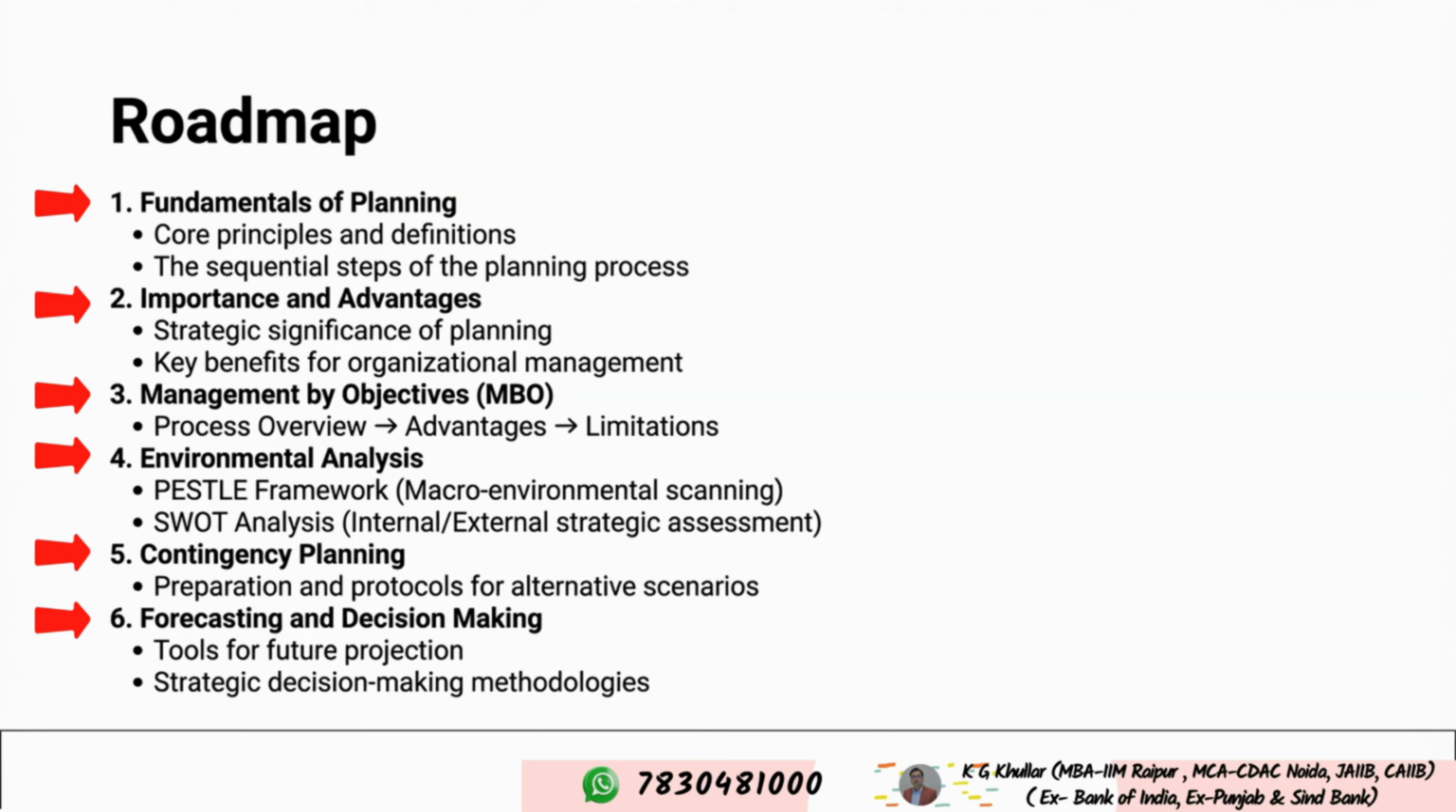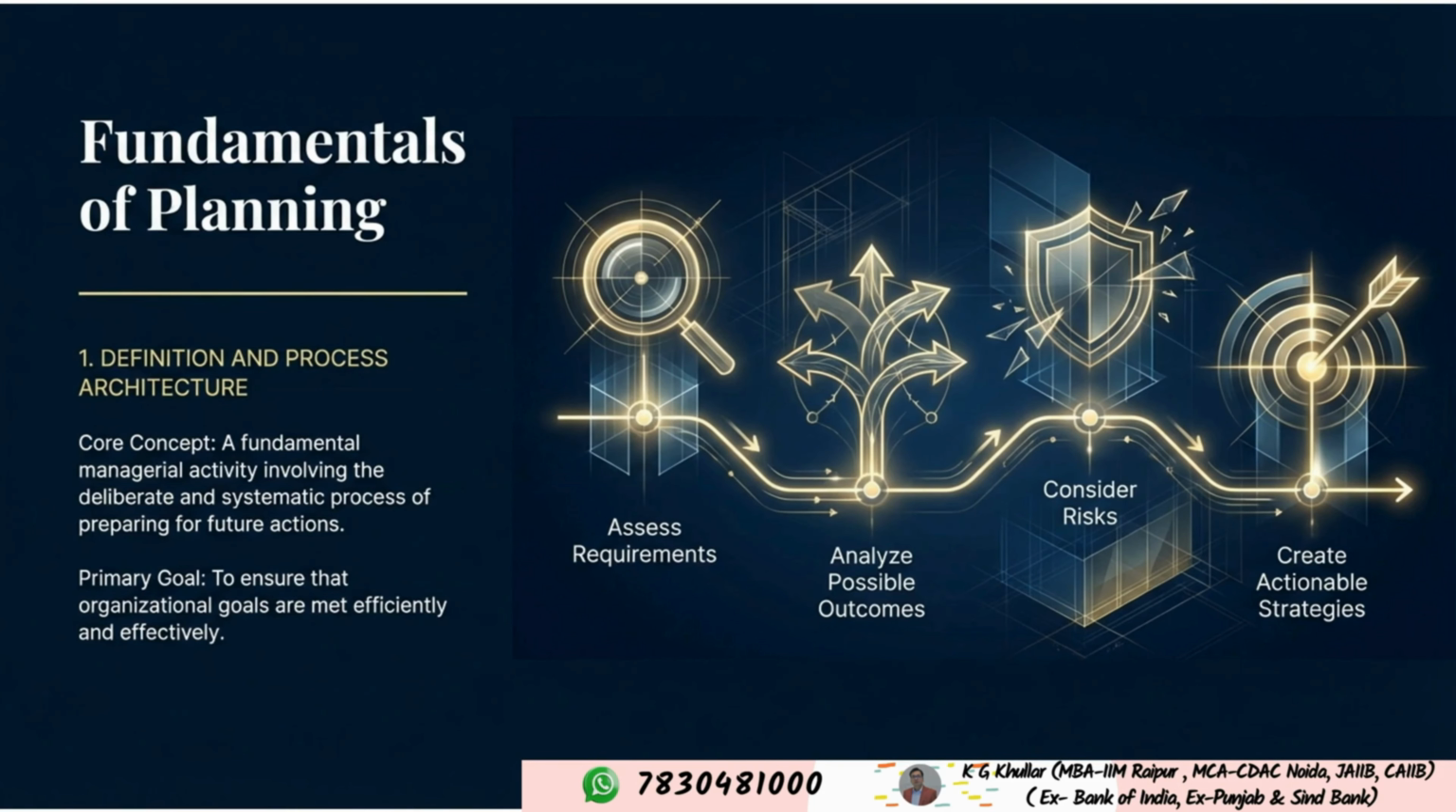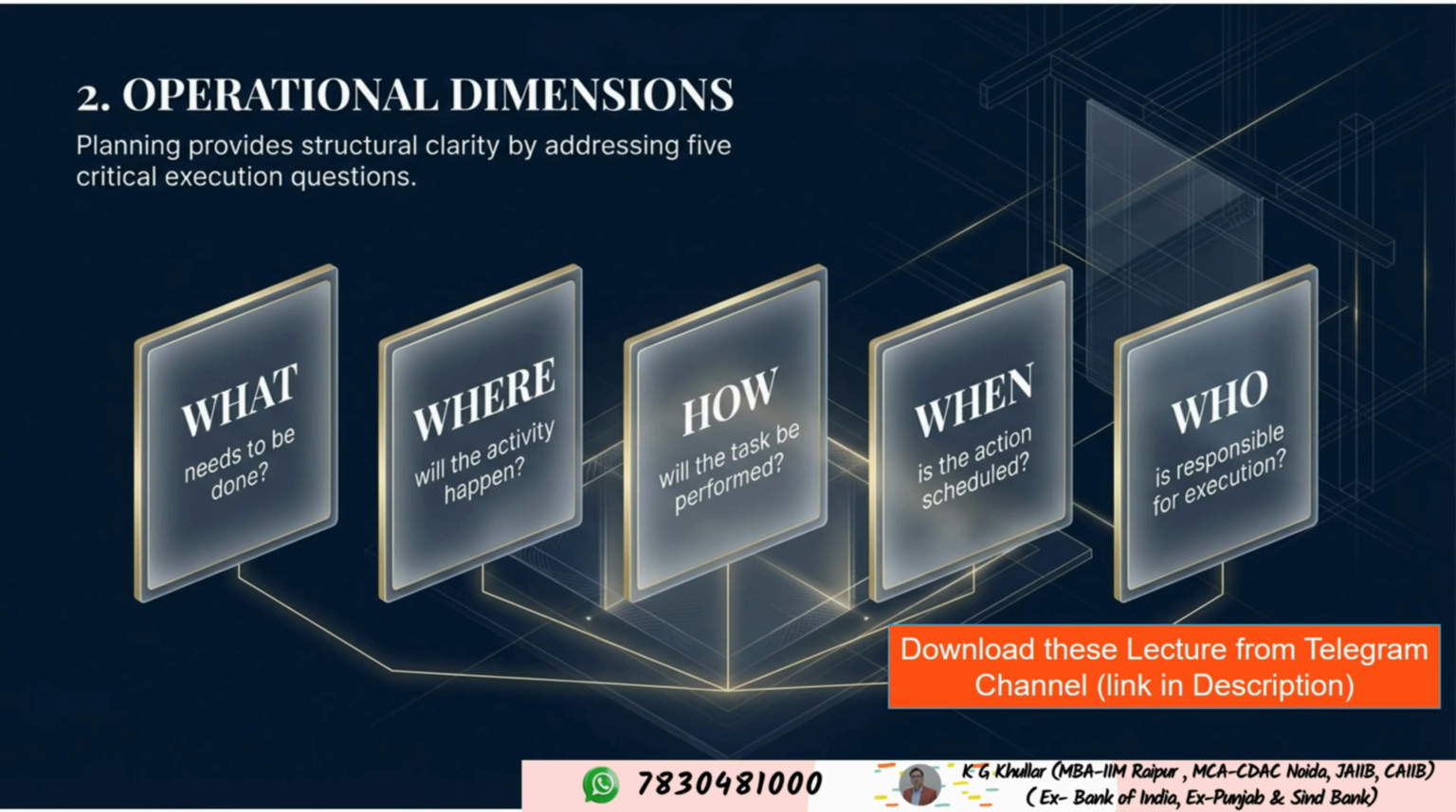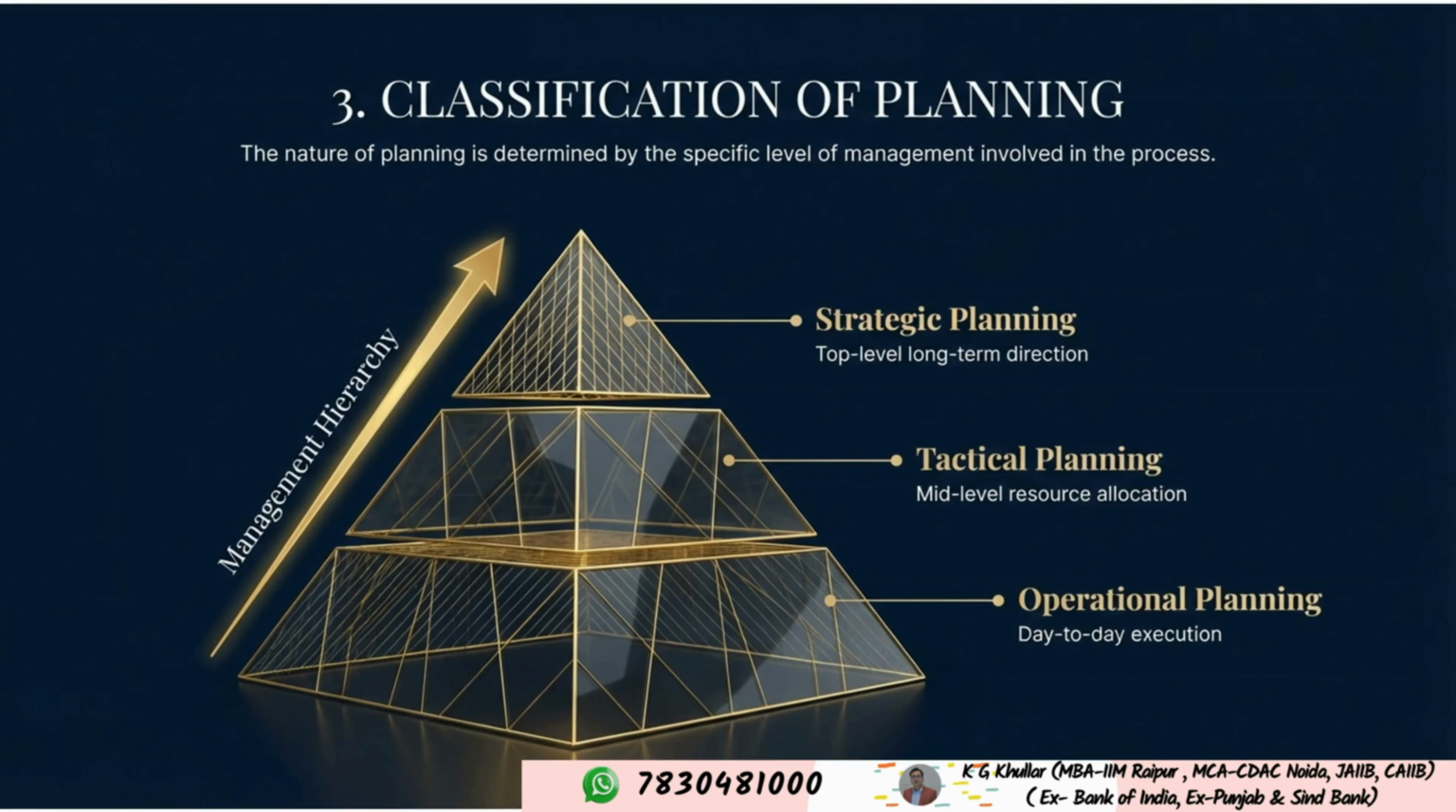Now let us start with what planning actually means. Friends, planning is the deliberate and systematic process of preparing for future actions so that goals are met efficiently and effectively. It is actually a fundamental managerial activity. It involves thinking through what needs to be done, analyzing possible outcomes, considering risks, and creating actionable strategies. Now, planning answers some very basic but important questions like what needs to be done, where will it happen, how will it be done, when should it happen, and who will execute it. Next, please note planning can be strategic, tactical, or operational in nature depending on the level of management involved.